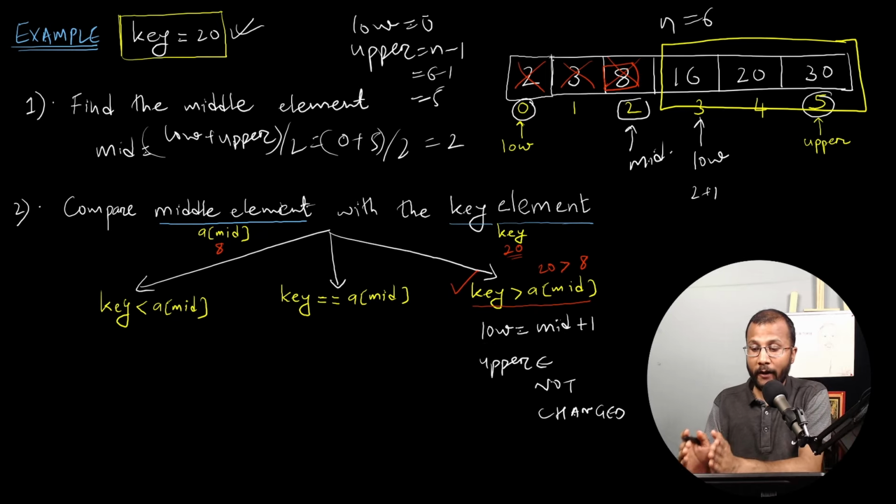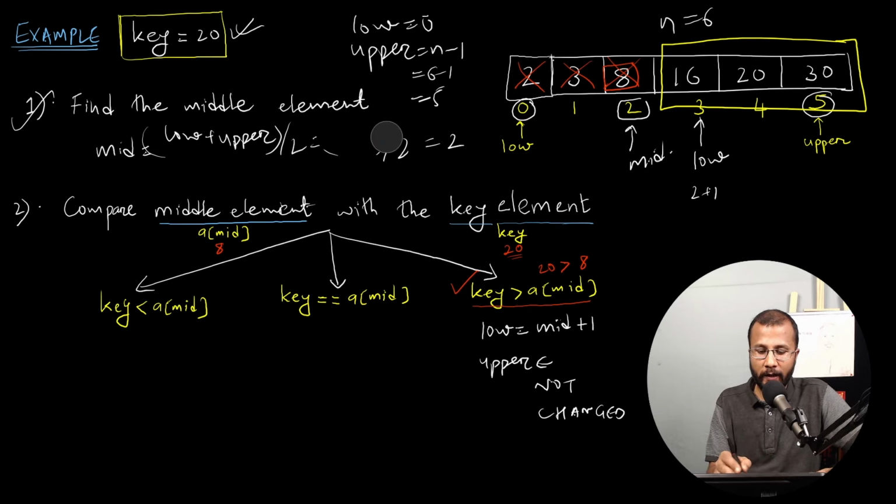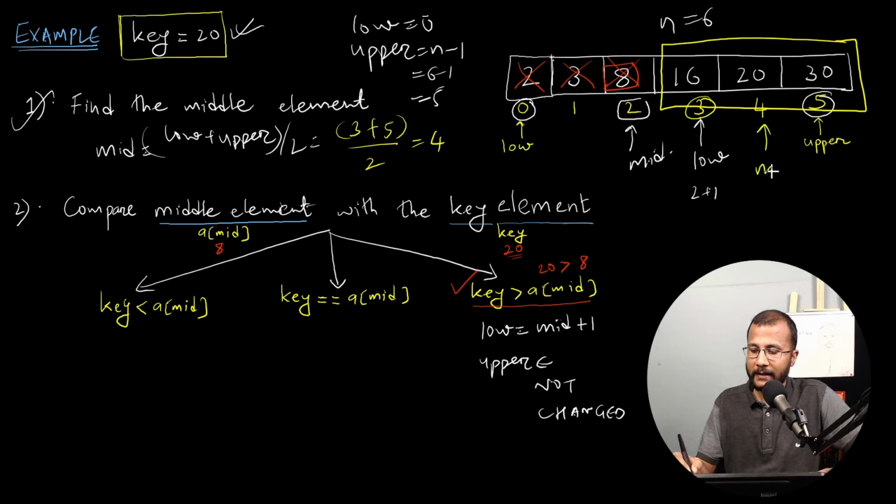Now I want to focus on this particular chunk of the array. Now I'll again repeat the same process. I go to step number 1. I need to find out the middle element. So the middle element, how do you find out? The formula is lower index plus upper index divided by 2. So in this case, the lower index is nothing but 3, plus upper index is 5. 3 plus 5 is 8. 8 divided by 2 is 4, right? So this becomes my new mid index. Mid index is nothing but 4.